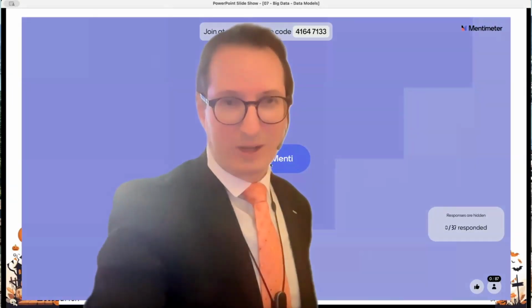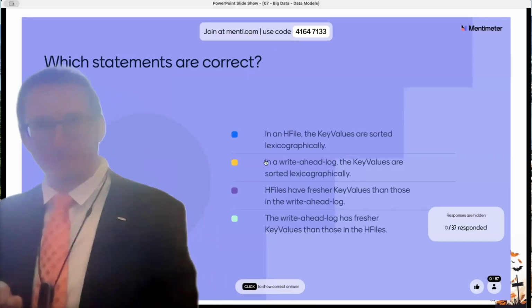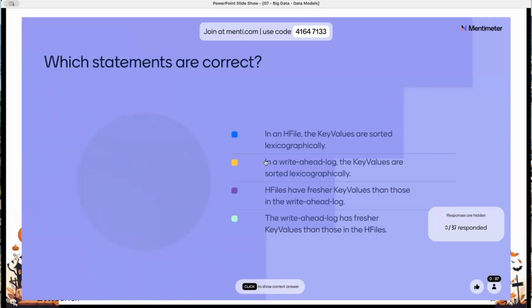Let's go to the next one. I told you we are seriously going to rehearse. So now, which ones of these statements are correct? The first one is that in an HFile, the key values are sorted lexicographically. Statement number 2, in a write-ahead log, the key values are sorted lexicographically. Statement number 3, HFiles have fresher, so more recent, key values than those in the write-ahead log, or is it the other way around, that the write-ahead log has fresher key values than in the HFile, right?